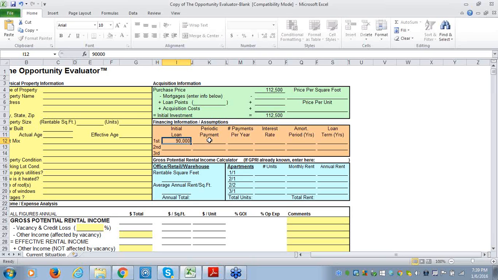Okay. Now number of payments per year, say 12. Interest rate. Do you know what your interest rate is? I just got a loan at 3.75 for my house. 3.75. This is for an investor. Okay, we can do that. Amortization period in years. You want to say 30 years, 20 years, 15? Do 30. 30 years, okay.